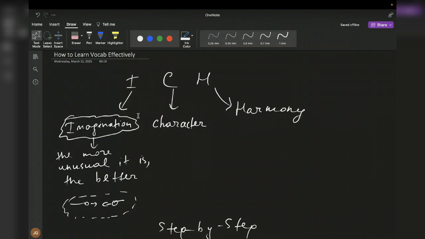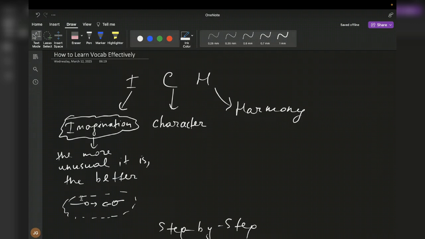So we have to use our imagination to its full potential if we want to remember as many words as we can. So the more unusual the imagination is, the more unusual the image in your mind is, the better and the longer you will remember it for the long term.